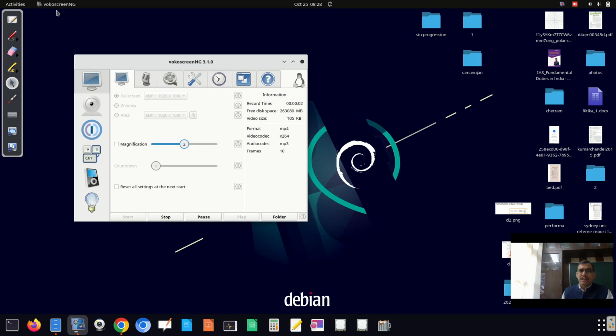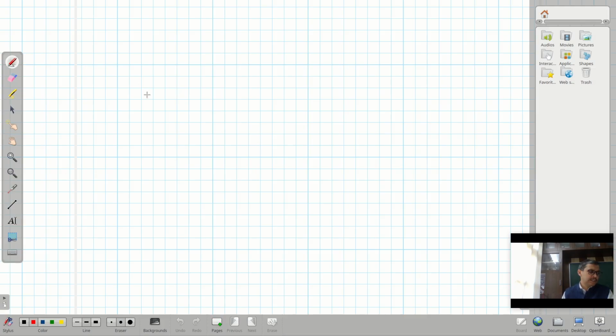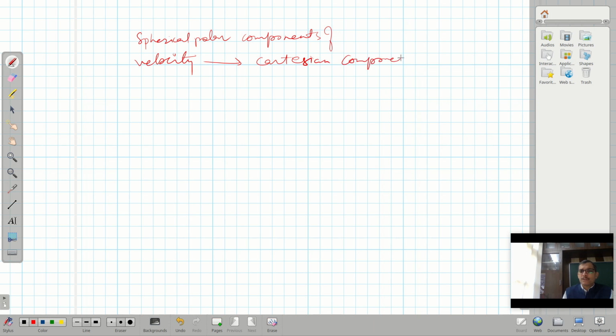So today I will talk about how spherical polar components of velocity can be written in the form of Cartesian components. Right, that's what we are going to do. So let me write down what we are trying to do right now.